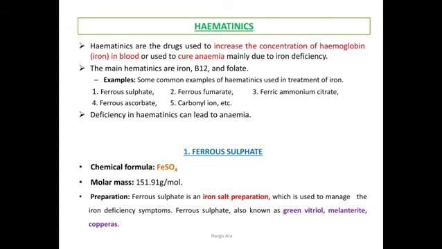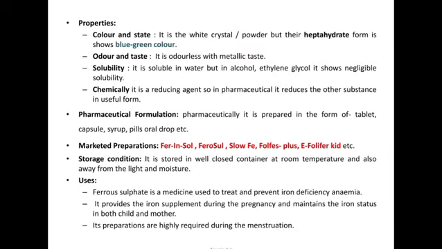Okay, now we are going to discuss ferrous sulfate, which is a common example of a hematinic, and it is also used for treatment of iron deficiency. What is the chemical formula of ferrous sulfate? It is FeSO4, and the molar mass is 151.91 gram per mole. Next, preparation. Ferrous sulfate is an iron salt preparation which is used to manage iron deficiency symptoms. Ferrous sulfate is also known as green vitriol, melanterite, copperas.